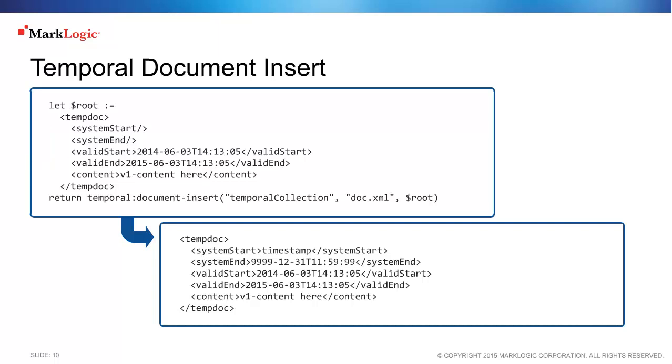The system time range tells you when this version of information is true for the database. The valid time range tells you when this version of information is true for your business logic, in the real world. We can see that after the ingestion, the system times are being populated. The system start time would be the time this insertion is performed and system end will be infinite.